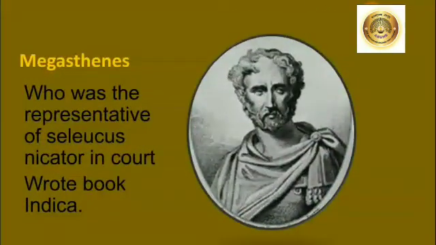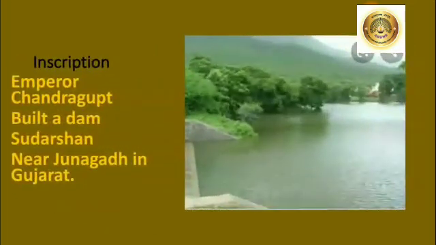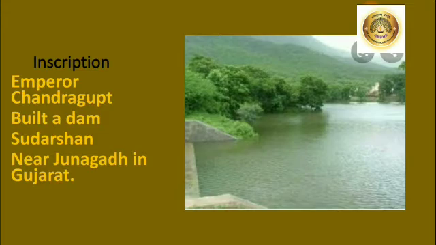Children, this is the picture of Megasthenes, who was the representative or ambassador of Seleucus Nicator, who stayed back at Chandragupta's court. Megasthenes wrote the book Indica, an important source for the study of India during the Maurya period. This is an inscription stating that Emperor Chandragupta Maurya had built a dam called Sudarshan near Junagadh in Gujarat. This is a picture of the Sudarshan Dam in Junagadh district.